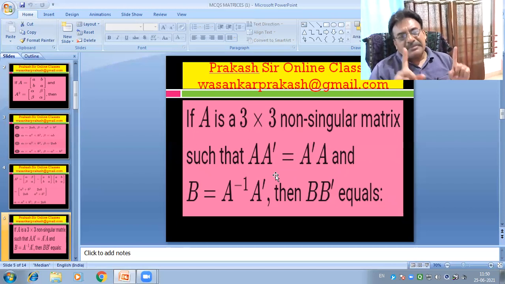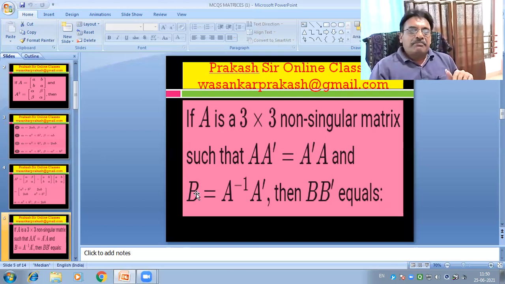Non-singular matrix means determinant of A is not equal to 0. This is given: A is a non-singular matrix such that A into complement of A is equal to complement of A into A. This equation is satisfied. And B is equal to A inverse into complement of A.